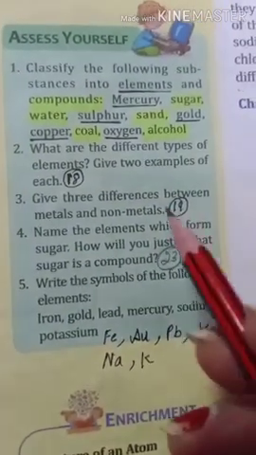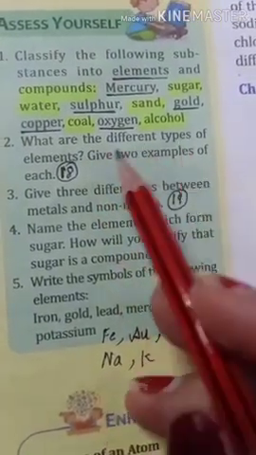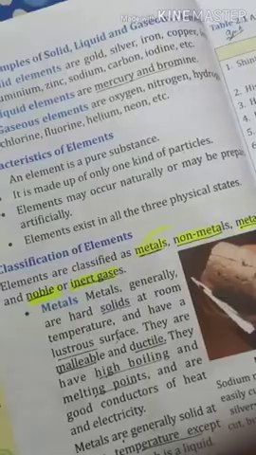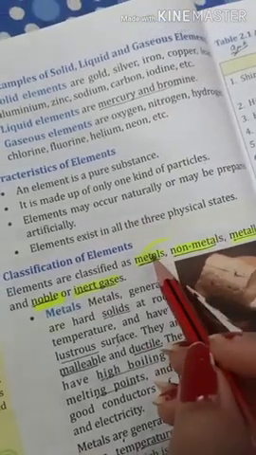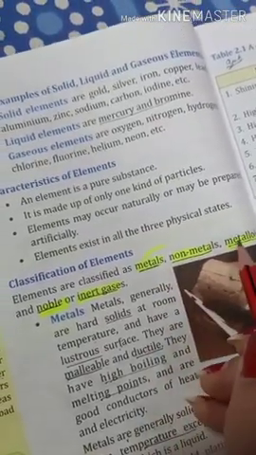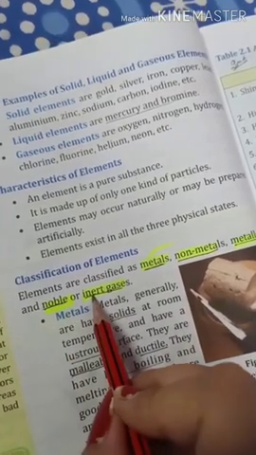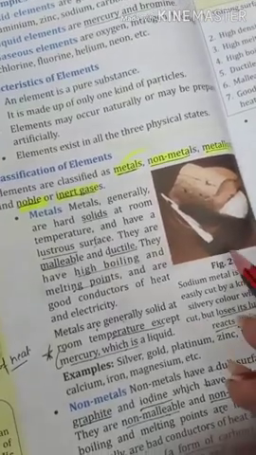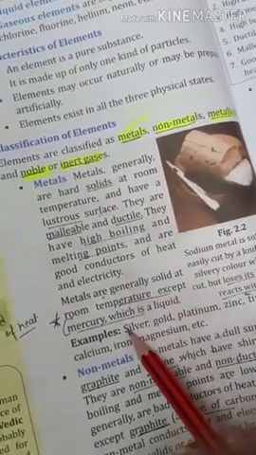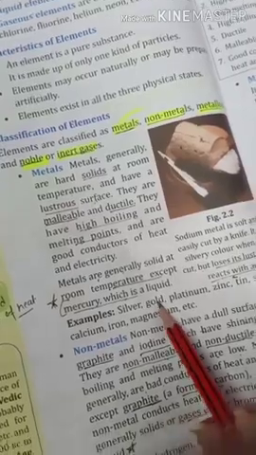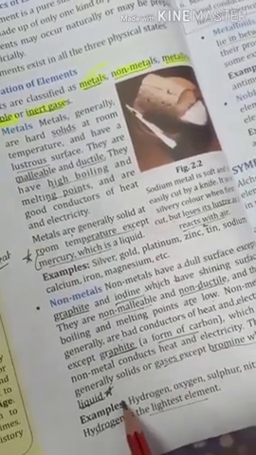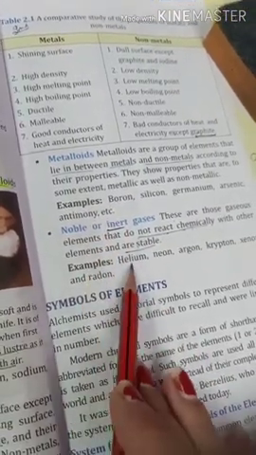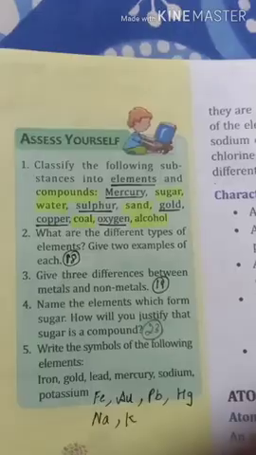Second question, what are the different types of elements? Give 2 examples of each. Page number 18. Types of elements are metals, non-metals, metalloids and noble gases. You can write any examples of metals, non-metals and metalloids from here. For example, here we have examples of metals, and here we have examples of non-metals, and here examples of metalloids and examples of inert gases, that is noble gases.